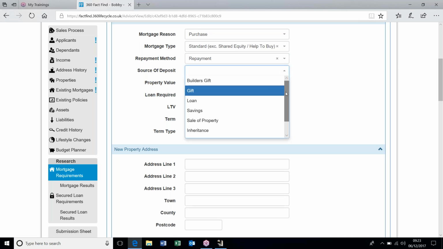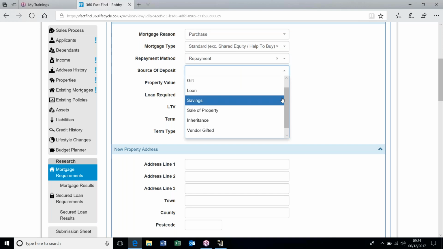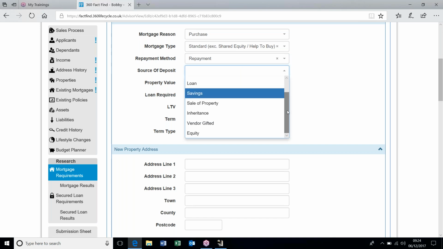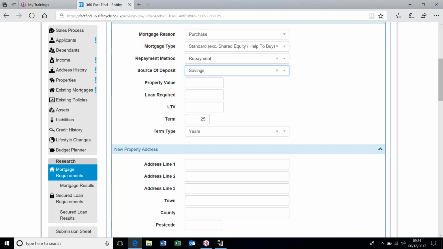Source of deposit. So next thing is, where's the deposit coming from? We've got builder's gift, general gift, loan, savings, sale of property, inheritance, vendor gifted, or equity. So let's just put in savings. And then the value of the property, I'm going to put in 250, and the loan required I'm going to put in is 200.